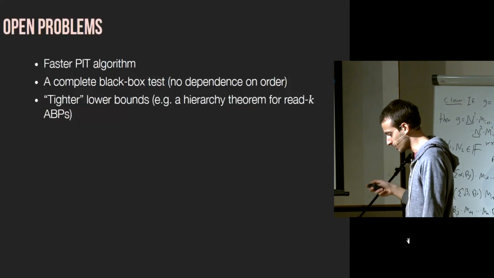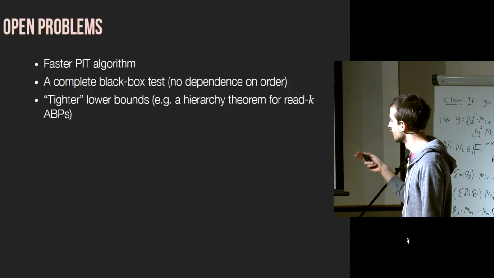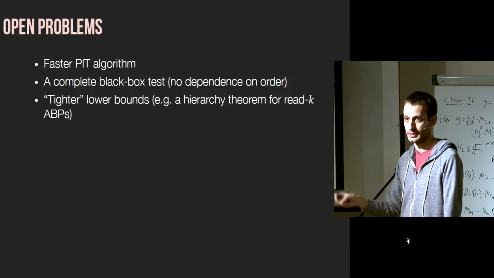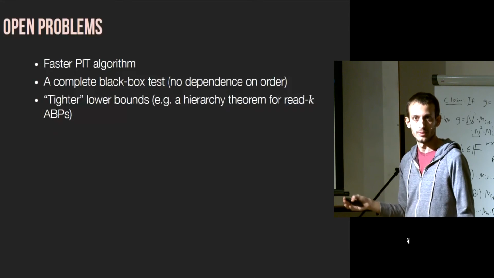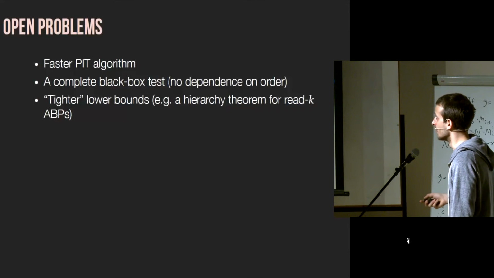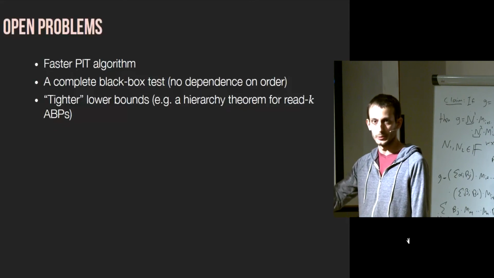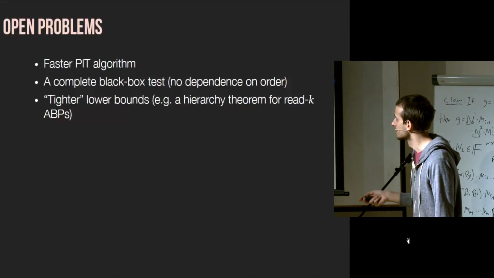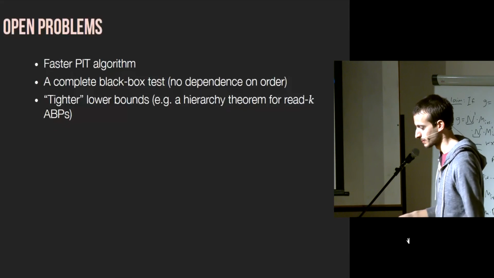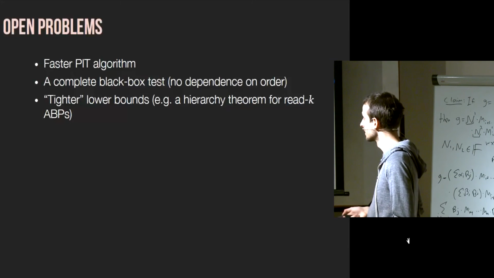With regards to lower bounds, it would be nice to have some sort of hierarchy, to show a polynomial that you can compute in read k plus 1 and not in read k. In the Boolean model, we do know how to do it. Here we don't know. We can separate something like read k to the k versus read k, but we do not know how to do k plus 1, or something polynomial in k, versus read k. This will be very nice.